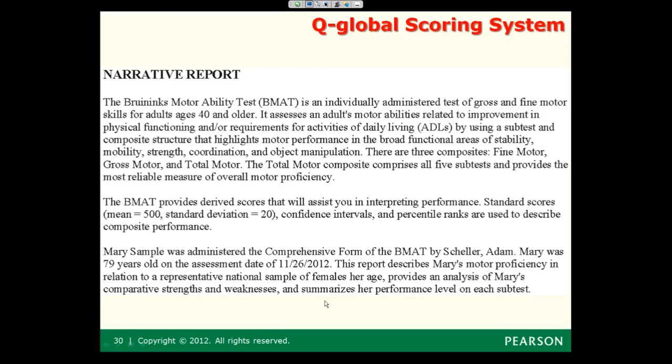Best practice is not to just print this out, sign it, and hand it in as your report, because you really want to be able to integrate findings within your report and your overall interpretation and impressions. But it is available for you to be able to look at if you use Q Global.